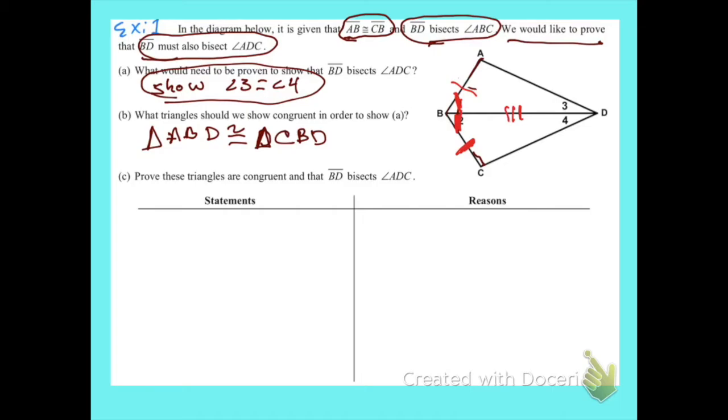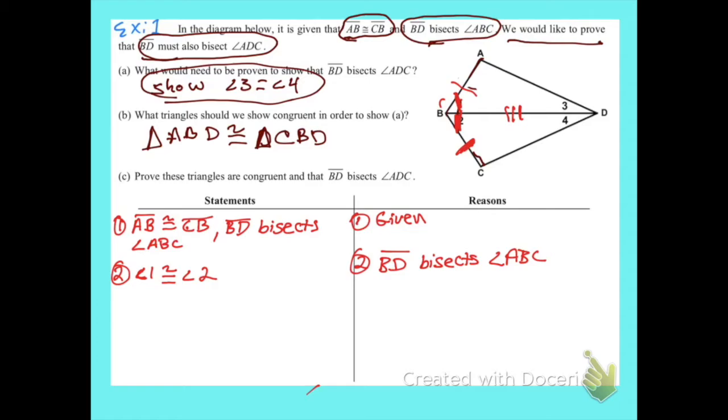Here we go. Let's write the actual proof. All right, so here is the given. That shouldn't come as a surprise to you. Now we have statement number 2, which should tell you that angle 1 is congruent to angle 2. That's just because BD bisects the angle, so it cuts it in half. So angle 1 has to be congruent to angle 2. Remember, bisects means just to cut in half.